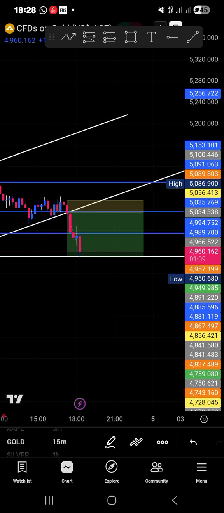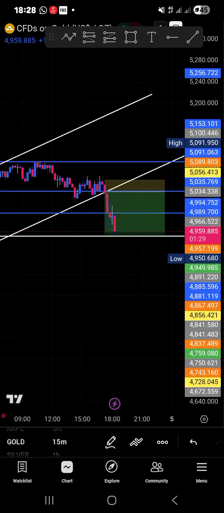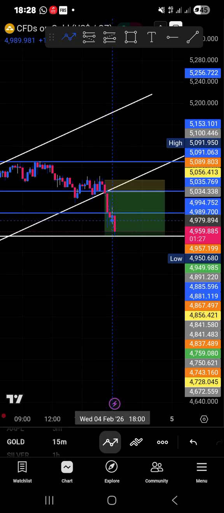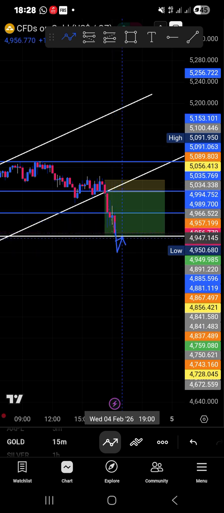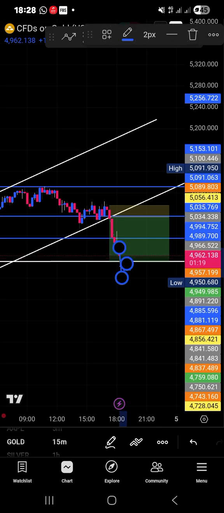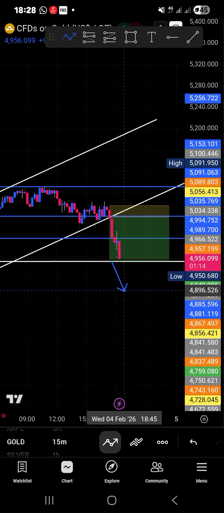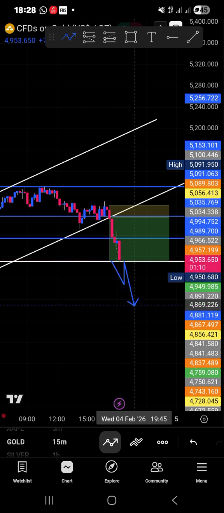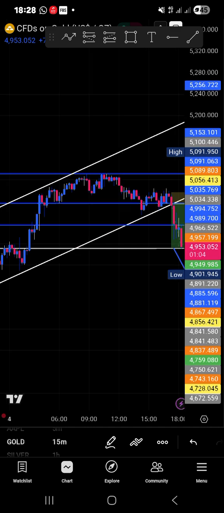Okay, it was like that. So I'm waiting. If the market is going to break to the downside, I'm going to enter another. Let me show you. If it breaks to the downside, I'm going to wait for a retest and then enter. I'm going to wait for this before I enter another trade. So that's how I took the trade.